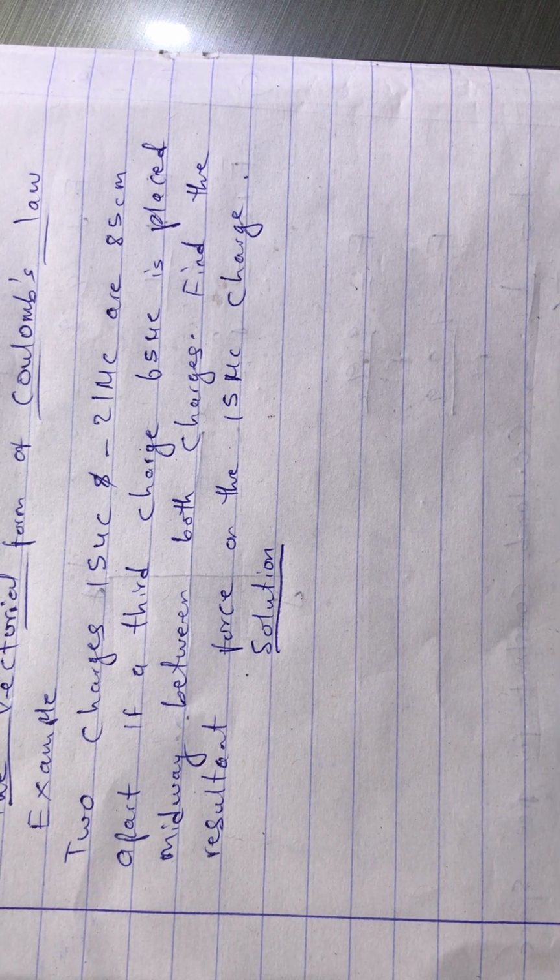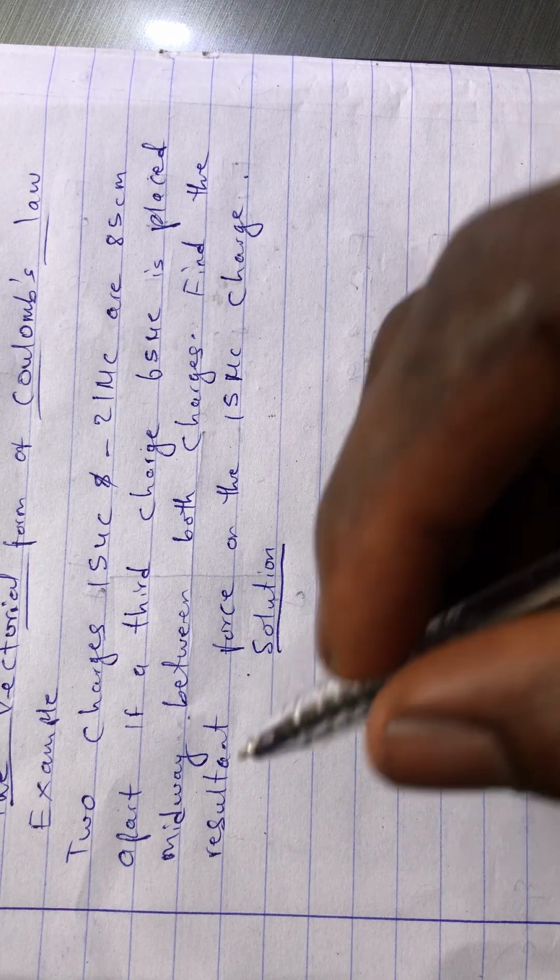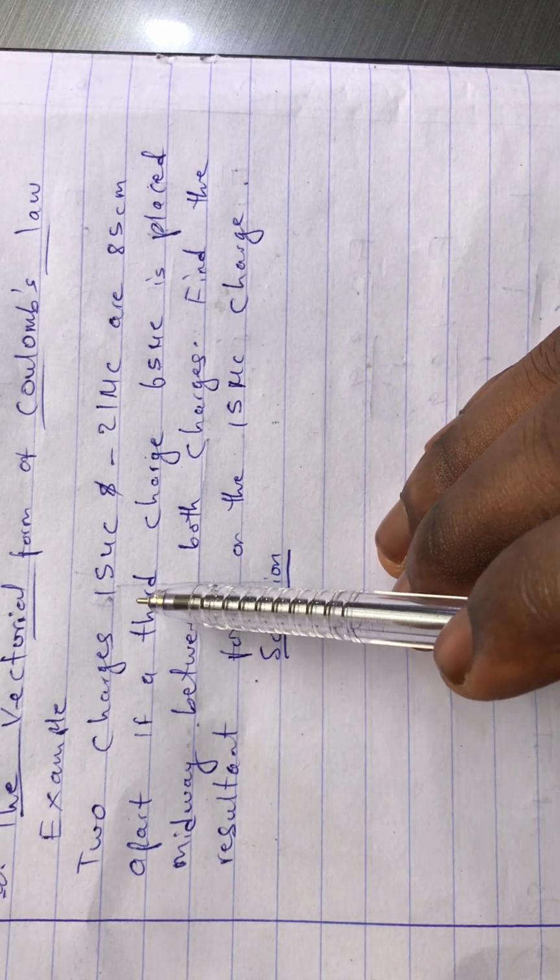Today our topic is the vectorial form of Coulomb's law. We'll be solving an example question on that particular topic. Now, this is the question here.